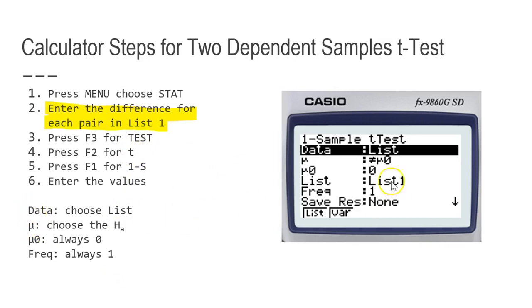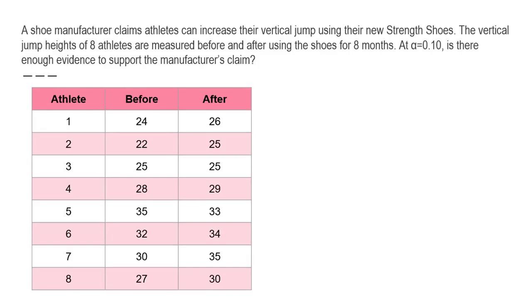When we go into the t-test, for data, we're going to choose list. We've been doing variable and entering in the information. We're not going to do that anymore. We're going to use the list. This is always going to be the alternative hypothesis as usual. The mu0 is always going to be 0 when we're testing mean difference. And then the frequency is always going to be 1. So let's get into this example.